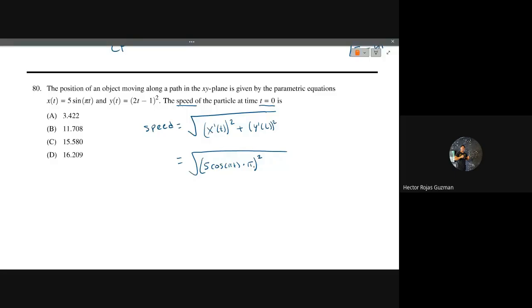Oh, you know what? We don't even have to do this by hand. I mean, we could. The derivative of y is 2 times 2t minus 1 times 2. And all of that's going to be squared. And then you plug in the 0. I'm doing this because I don't have a calculator, but technically, you can just plug it into the calculator from the beginning, right?